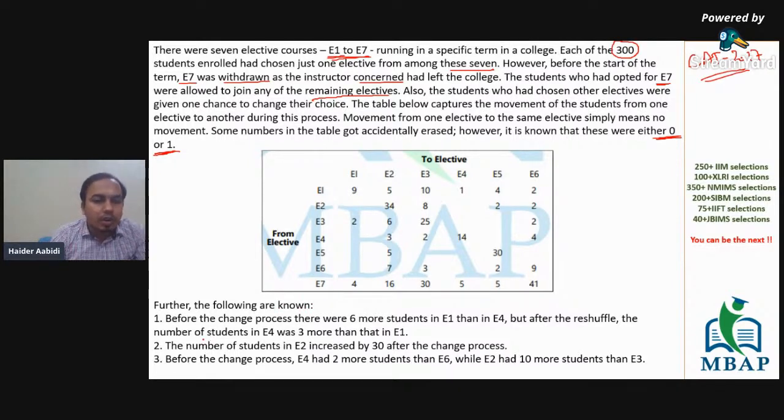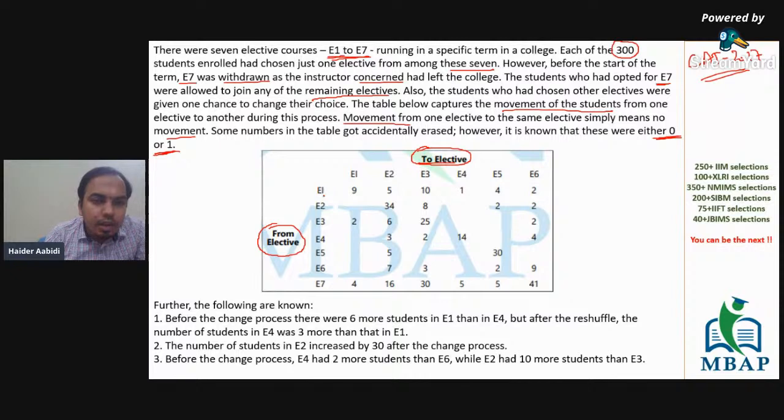Now what is this? We'll come to this part. This is talking about some more information, some more data. But let us first understand the table, from elective to elective. As it is said, movement from one elective to the same elective remains no movement, and the table is capturing the movement of the students. That means the table is from this elective to this elective.